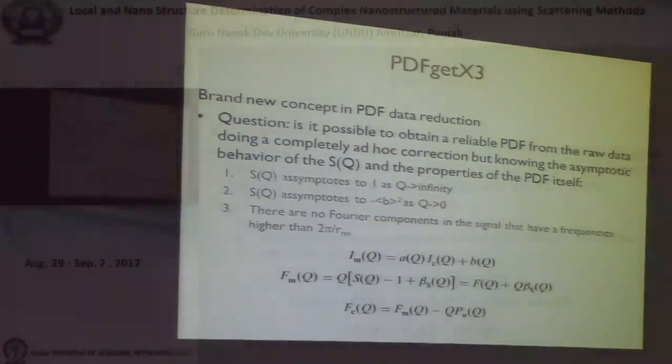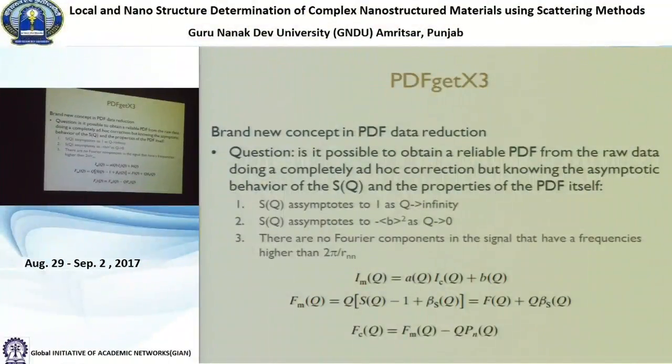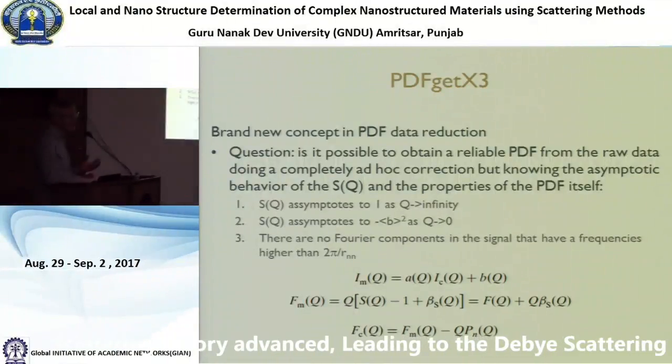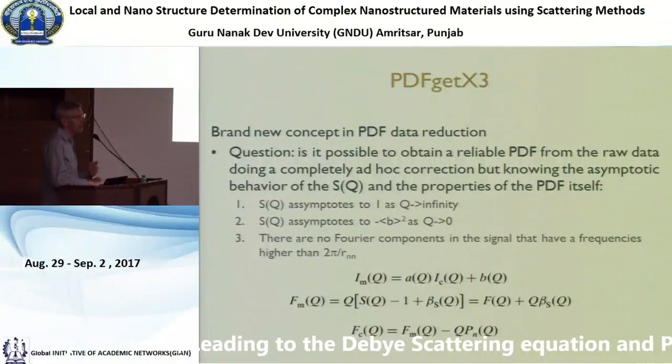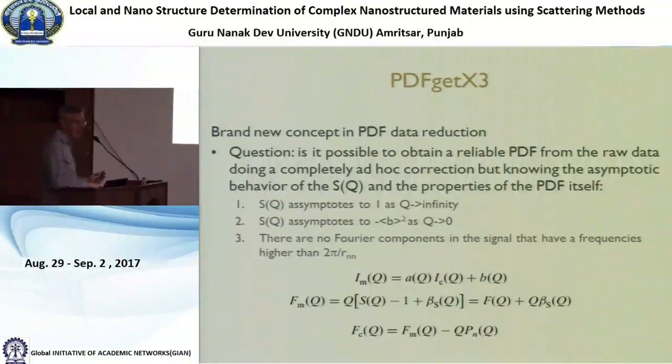So with PDFgetX3, what we did is we said, okay, a big impediment to doing PDF is all of these terrible corrections. It's really easy to do Rietveld refinement because you get the data off the instrument and you're processing it immediately. But people were having trouble adopting PDF because it seemed like you had to do all these difficult corrections. And there's my chapter 5, which is 100 pages. It's a huge hassle.